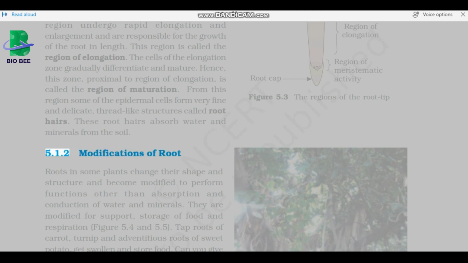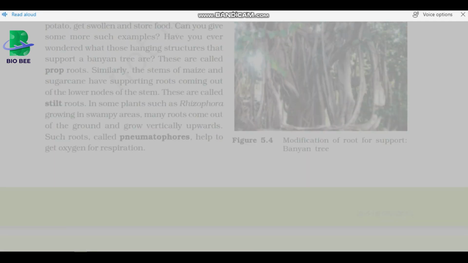Modifications of root. Roots in some plants change their shape and structure and become modified to perform functions other than absorption and conduction of water and minerals. They are modified for support, storage of food and respiration, figure 5.4 and 5.5. Tap roots of carrot, turnip, and adventitious roots of sweet potato get swollen and store food. Can you give some more such examples?